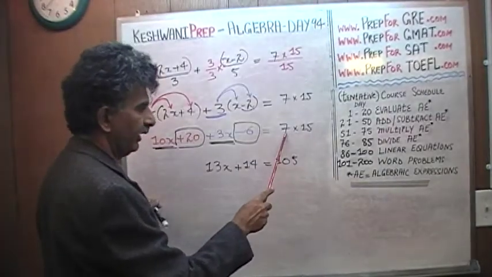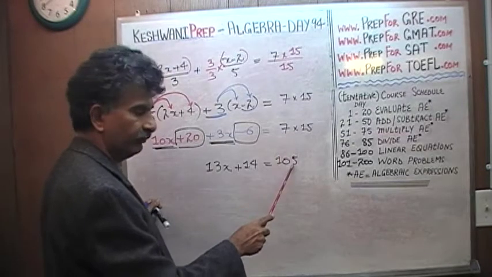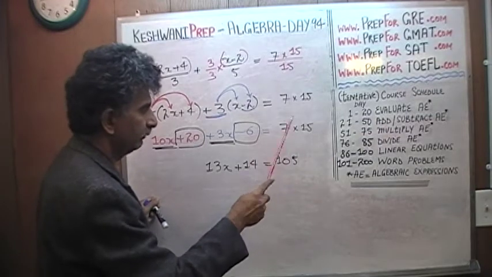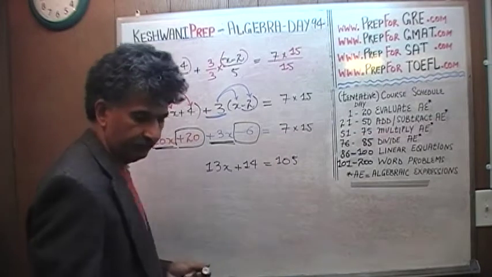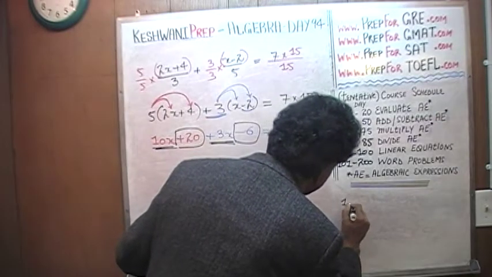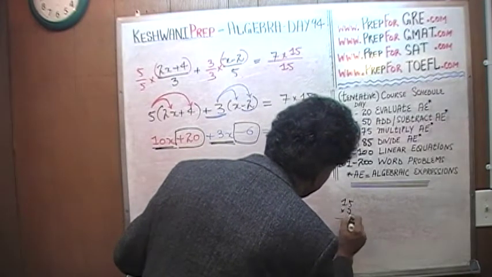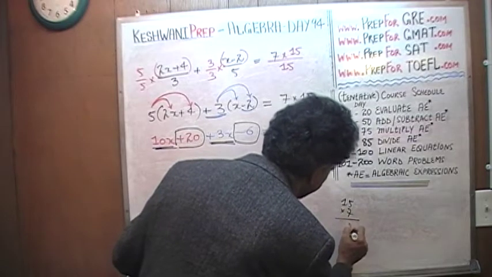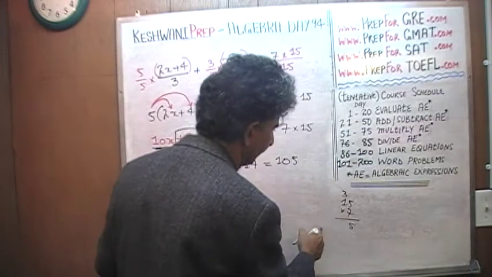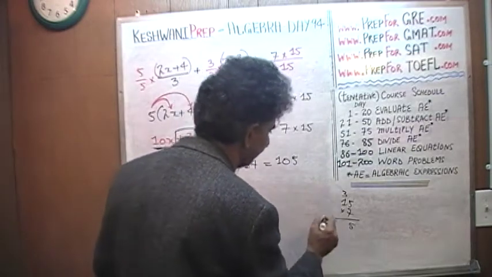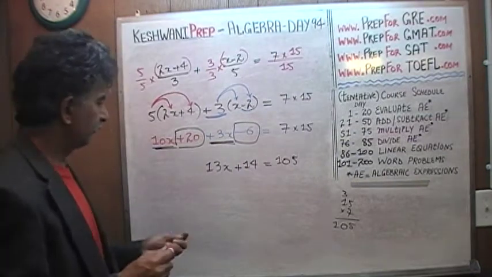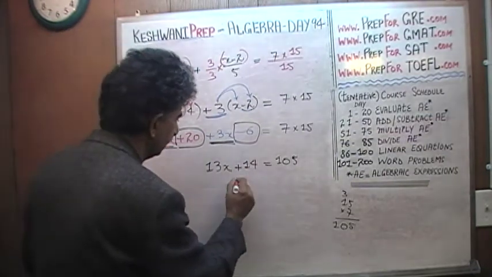7 times 5 is 35. So the 5 comes over here. Carry 3. And then 7 times 1 is 7 plus the 3 that we had gives us 10. Let's do it here. 15 times 7. 7 times 5 is 35. That's a 5. Carry 3. 7 times 1 is 7, plus the 3 gives us the 10. Now we need to subtract 14 from both sides to get rid of this 14.